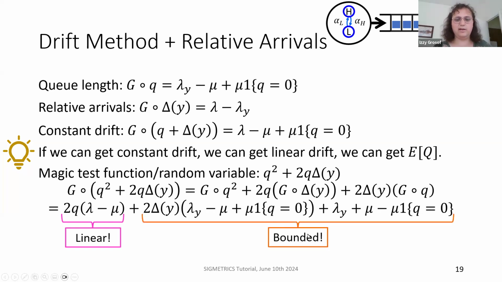And then everything else over here is bounded, right? It depends on y, it depends on whether the Q length is 0, but it doesn't depend on the absolute value of the Q length. And so there's only like 4 values this can possibly take. It's certainly not growing arbitrarily. So as the Q length gets long, this linear term is the one that's going to dominate. And this one is really simple and we can understand it. So this is perfect for trying to analyze the system.